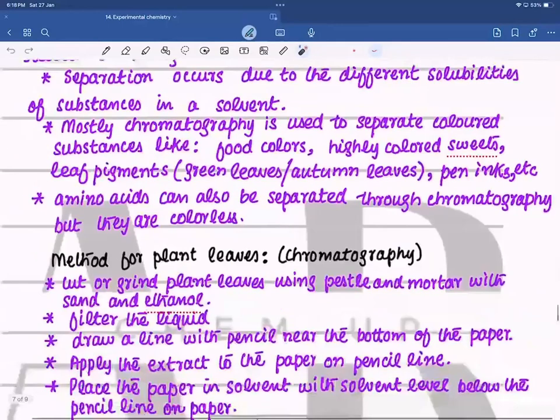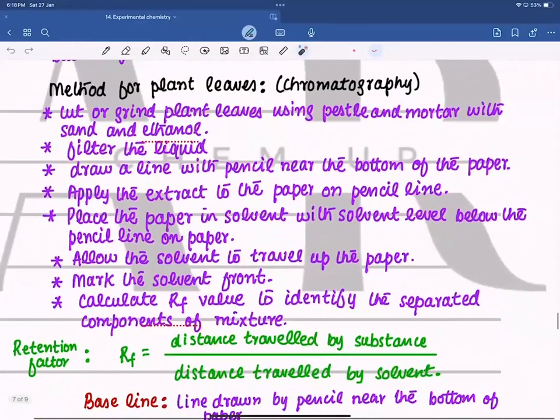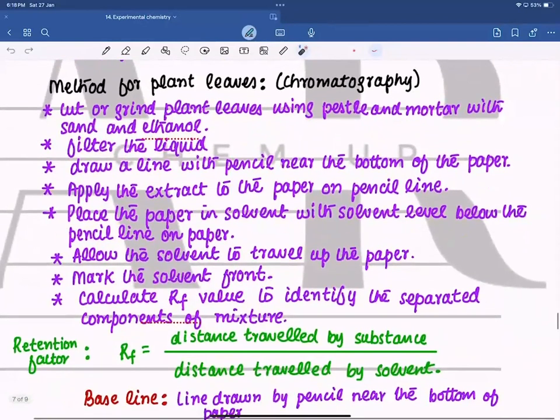Okay, so for example, if you have to perform chromatography on plant leaves and separate the mixture of pigments present in the leaf, we will first cut or grind the plant leaf. After cutting, we use a pestle and mortar. What is a pestle and mortar? It is basically used for grinding. It's a bowl, and there is a stick like this with which we grind the leaves.